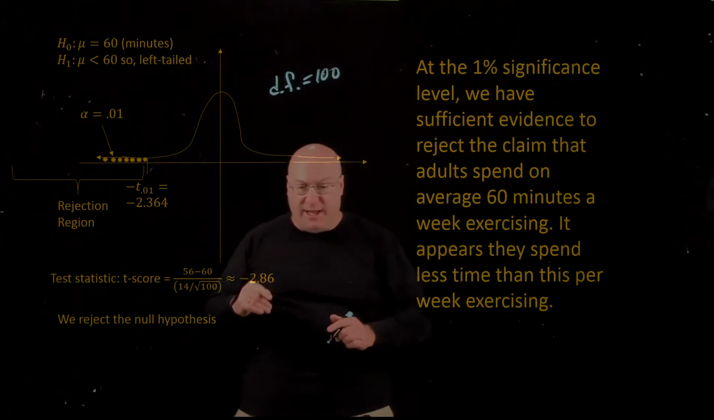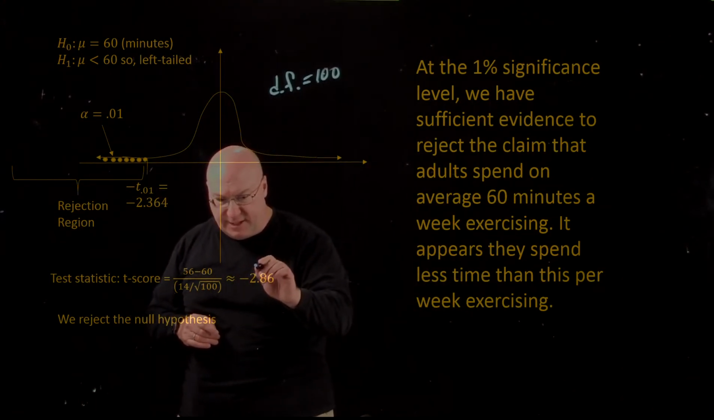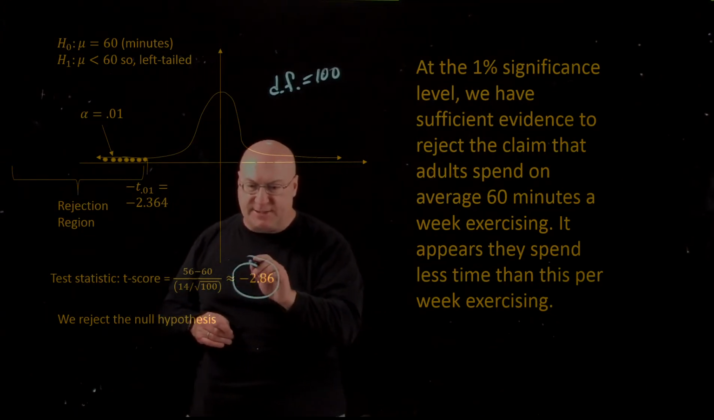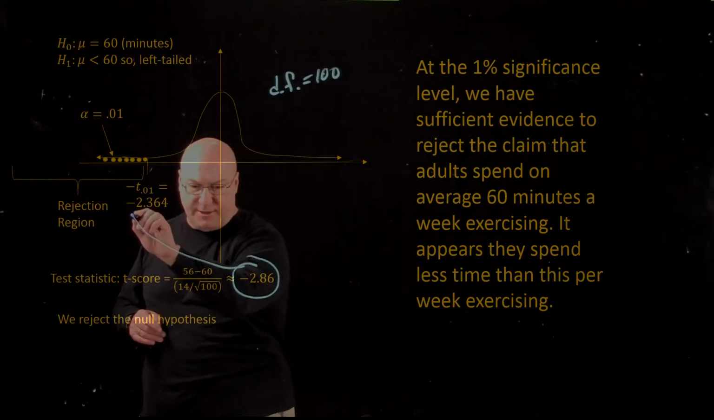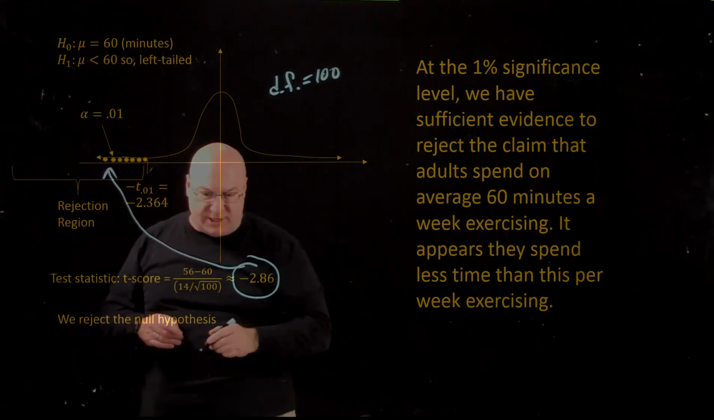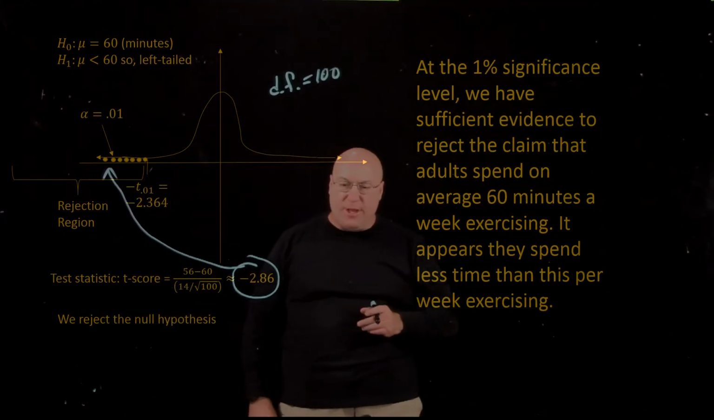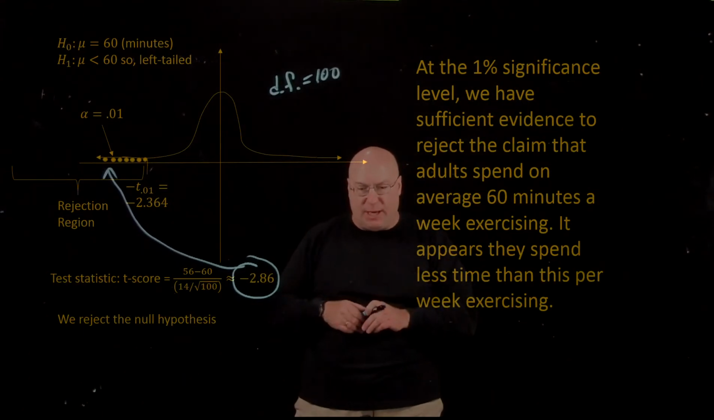Okay, so I did that, and what we found is the test statistic certainly was over here in the rejection region, right? It's to the left of negative 2.364, which is the critical value. All right, so we reject the null hypothesis.